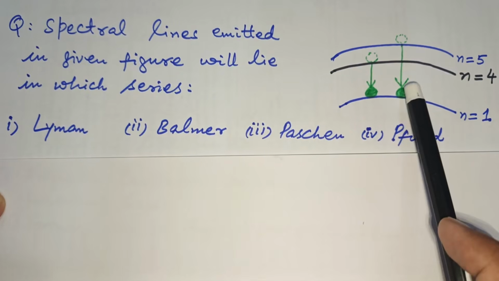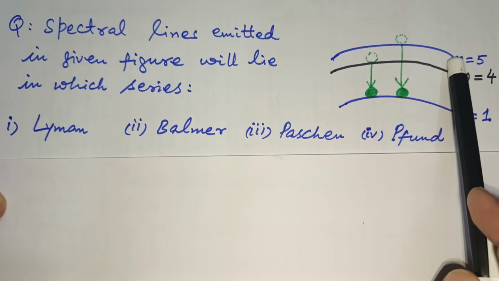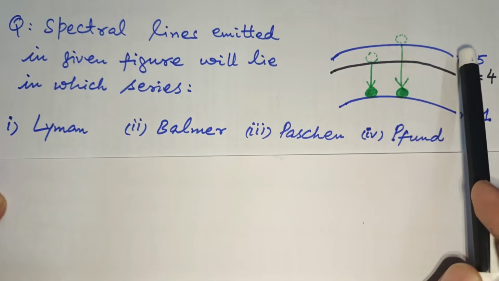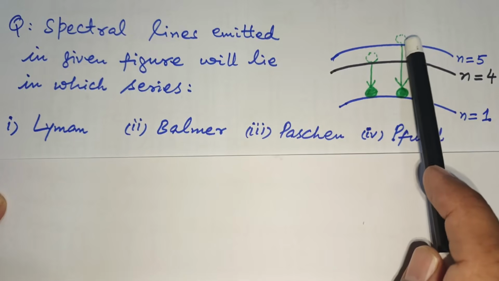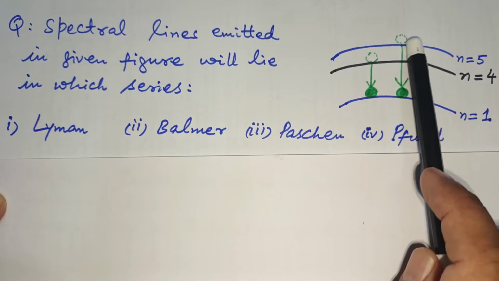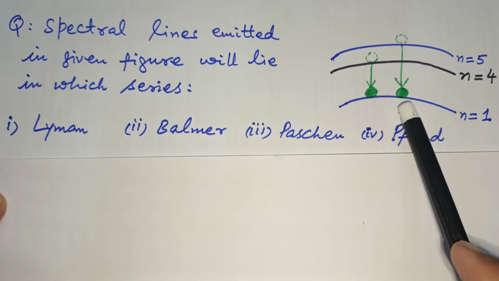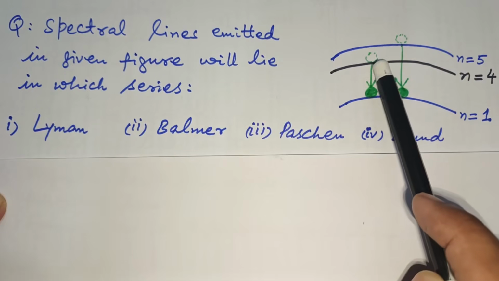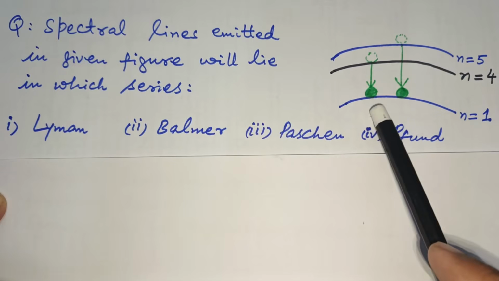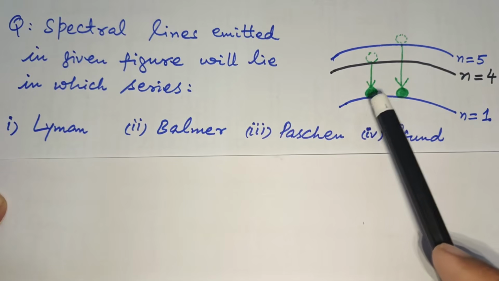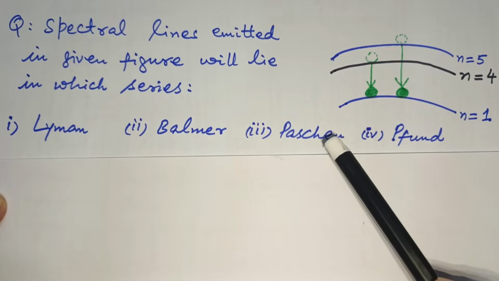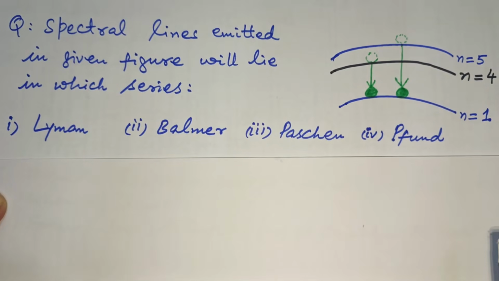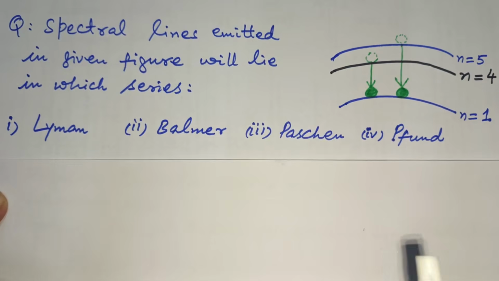There are two lines. One is started from n equals to 5. The electron jumps from n equals to 5 level to n equals to 1 level. And in the second one, the electron jumps from n equals to 4 to n equals to 1. So whenever you have to recognize a series, you have to look at the level, the ending level where it jumps.